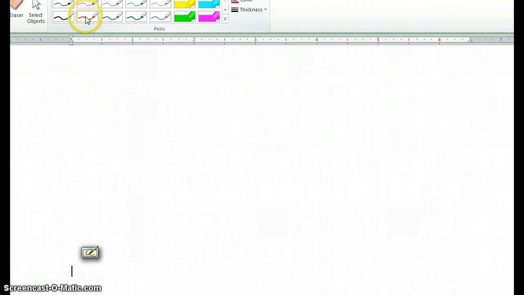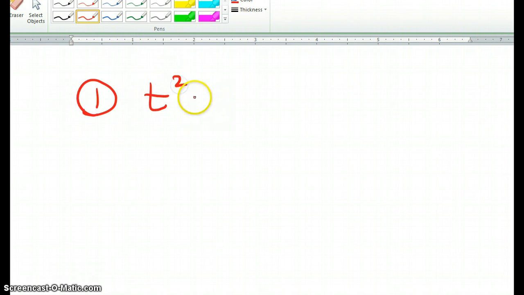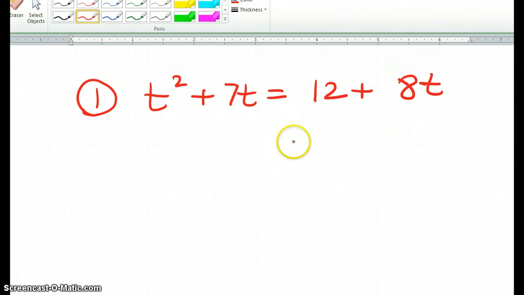Okay, so now we're going to go into your problem. The first one that you gave me was t squared plus 7t equals 12 plus 8t. So the first problem is that this is not a trinomial, but we have to turn it into a trinomial. We can do that because we have like terms.